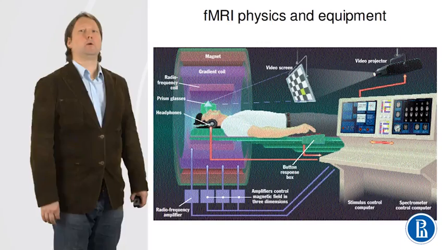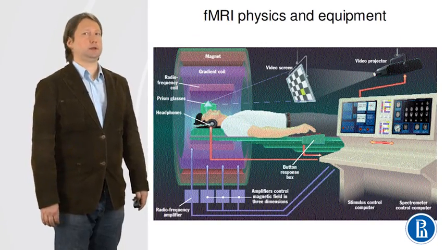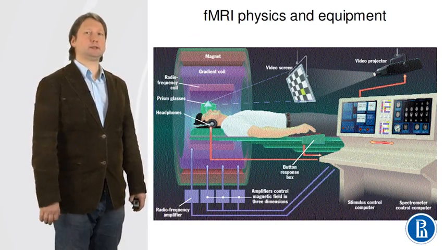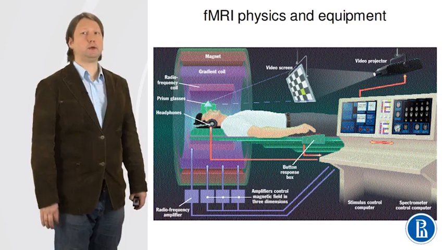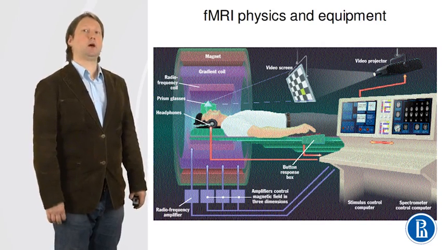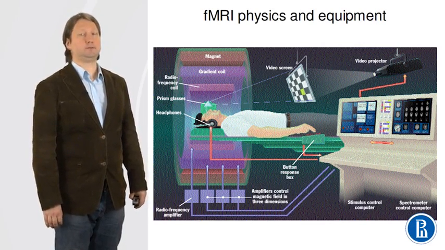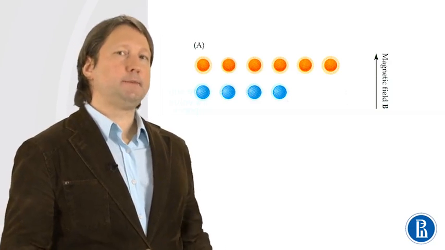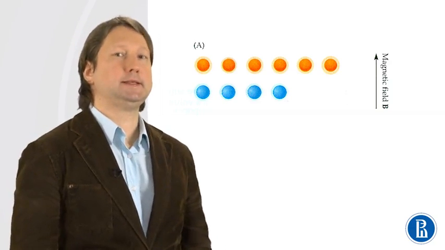Next, we can find a gradient coil inside of the scanner. This gradient coil produces a slight gradient in the magnetic field that will help to detect the position of the activation inside of the brain. And finally, there is a radio frequency coil that produces a radio frequency magnetic field that excites protons during the scanning.